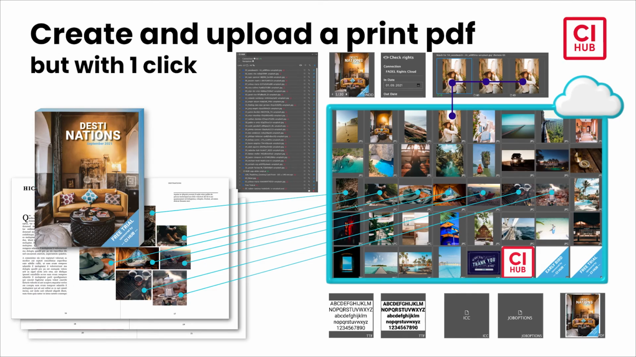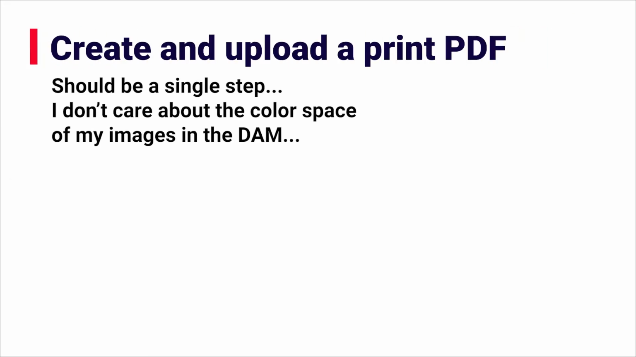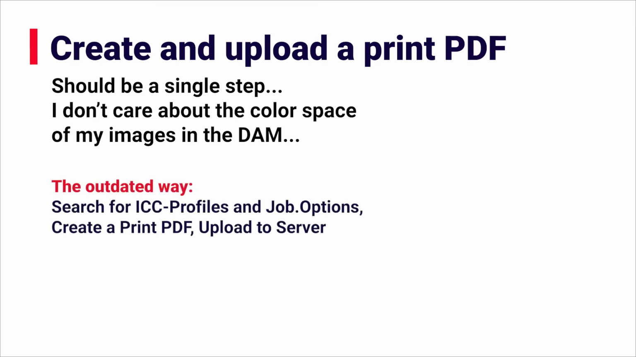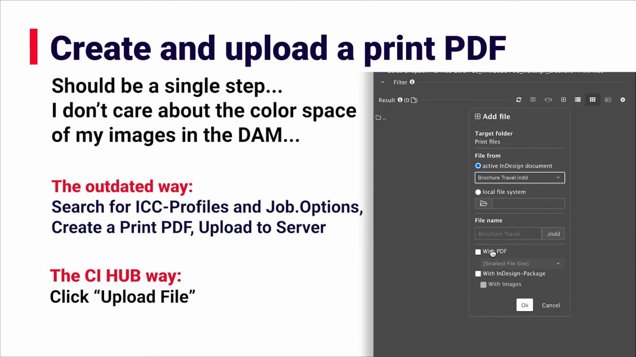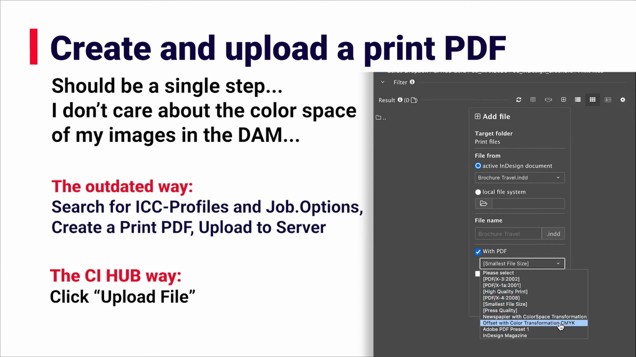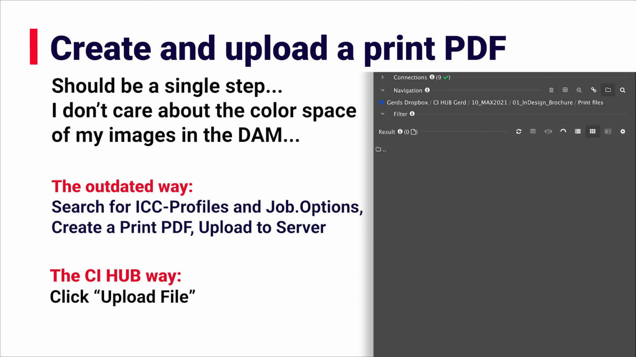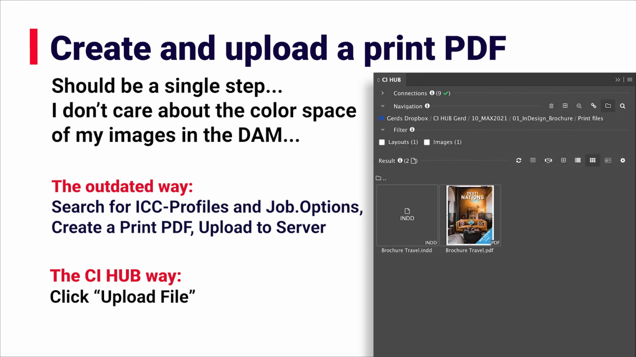And finally, I would like to create a PDF and upload it to a shared system. And I don't care about the color space of my images in the DAM. That's where the ICC profiles and the job options come into the game. I want to convert my images from RGB to CMYK, and it should fit the print service provider's requirements. All this is accessible within the CI Hub connector. To create and to upload the PDF, it's a matter of seconds, and it's done in one step.